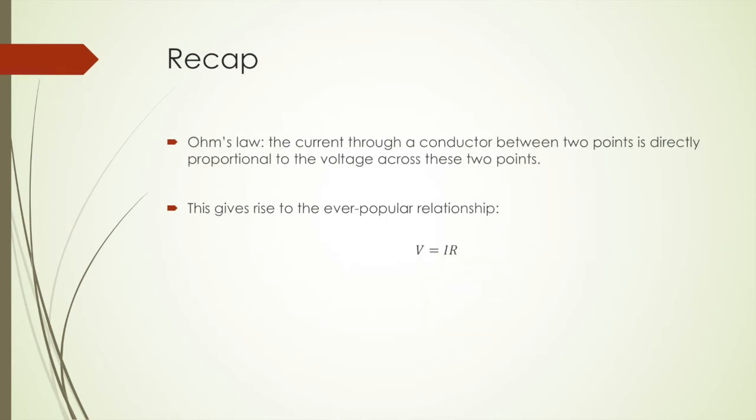The third thing is Ohm's Law. Ohm's Law states that the current through a conductor between 2 points is directly proportional to the voltage across these 2 points. So first of all, a conductor. A conductor means that current flows easily through it. There's minimal resistance. So all metals are conductors.